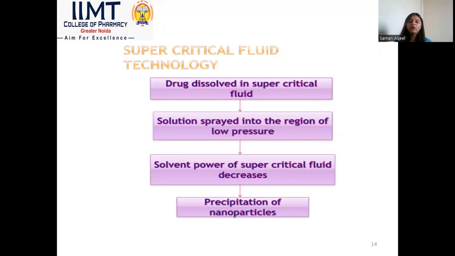The solution that you are getting from the first step, which is having drug and supercritical fluid, this solution is then sprayed in a region of very low pressure. The solvent power of supercritical fluid decreases as you are spraying the solution in the region of low pressure. The solvent power of this supercritical fluid is getting low or it decreases. The precipitation of nanoparticles takes place. So you are getting the formulated nanoparticles.